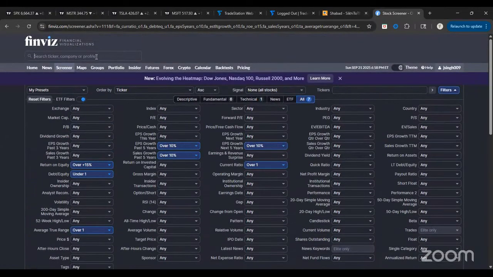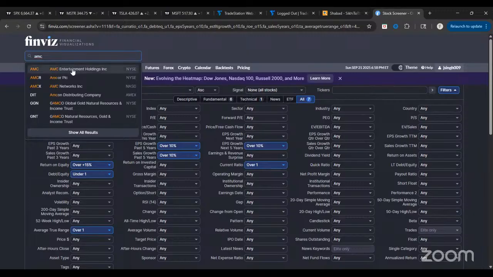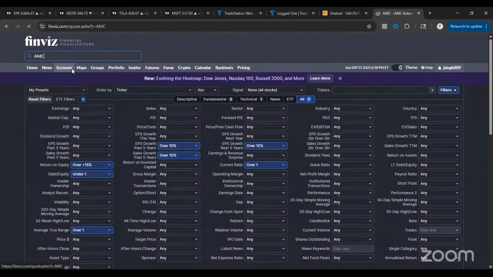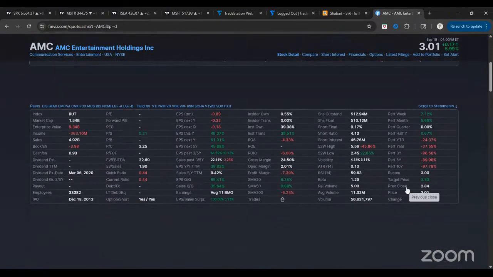So let's say you don't want to do any filters, you can simply put the stock in the search and click on it. It will give you all the numbers here. And it's nice that they color code this. Green means this is something positive going for the company. Red means it's negative for the company. So income is red. They're losing money. That's a big, big red flag.